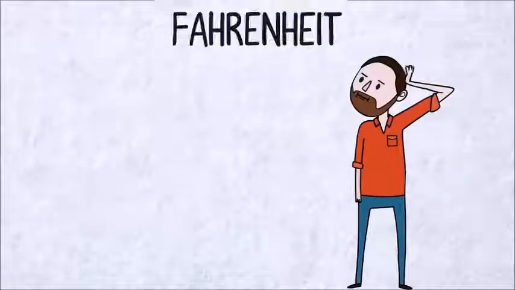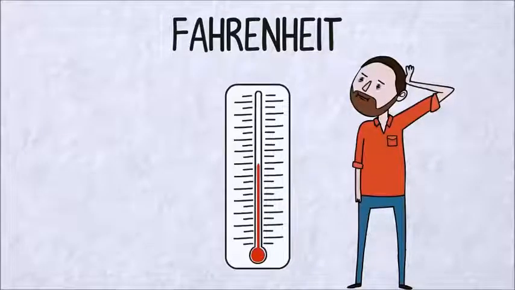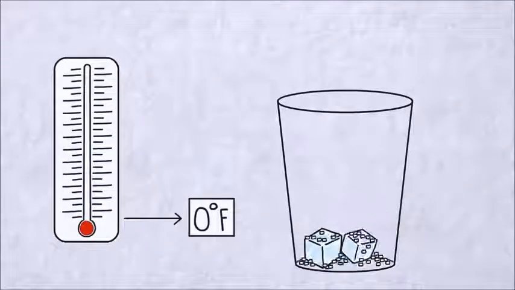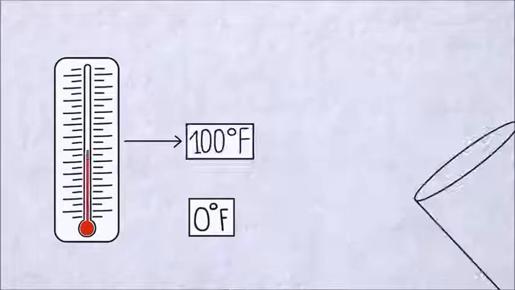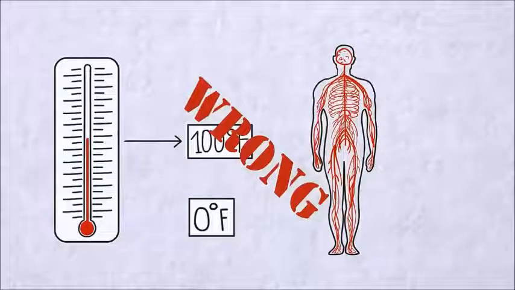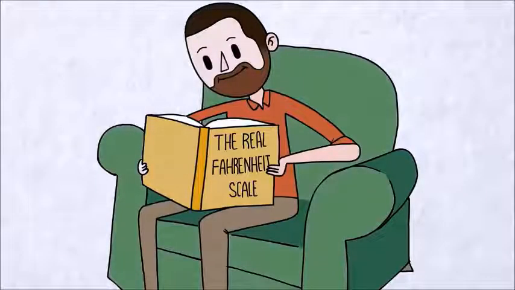As an Australian Canadian, the Fahrenheit temperature scale has always seemed a bit arbitrary to me. According to many sources, the Fahrenheit scale was defined by setting 0 degrees equal to the temperature of an ice, salt, and water mixture, and 100 degrees being roughly equal to human body temperature. But that isn't true. The real story is much more interesting and scientific.